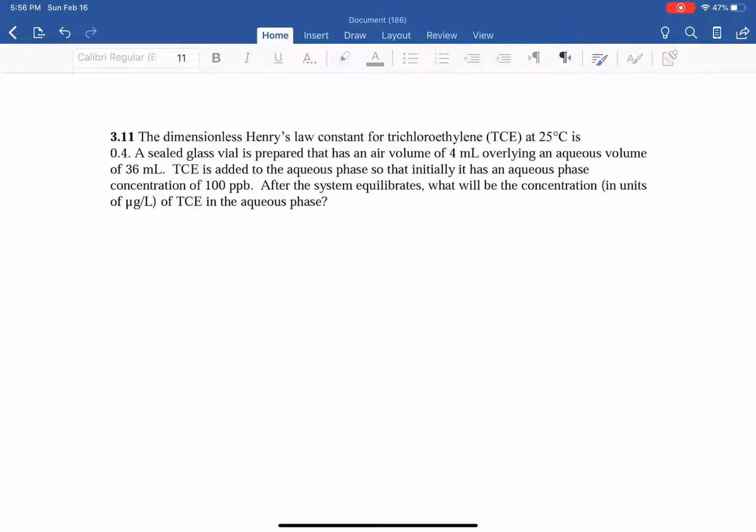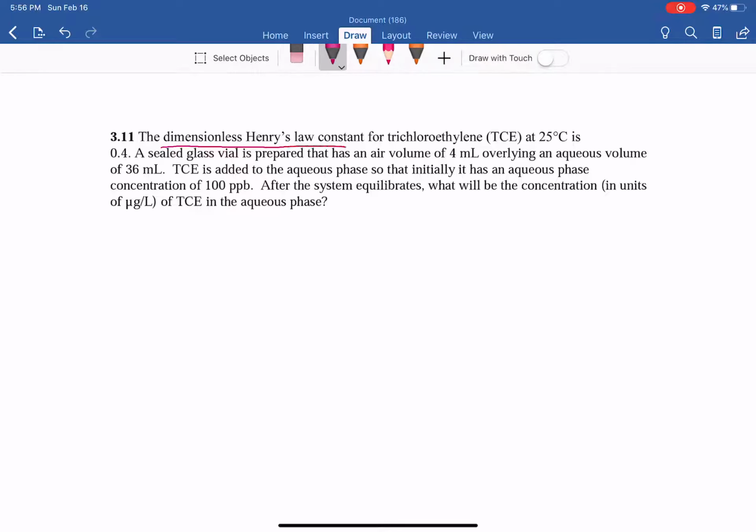Okay, let's look at problem 3.11 in chapter 3, because he gave you here the dimensionless Henry's law constant for trichloroethylene (TCE) at 25 Celsius, which is 0.4. So the Henry constant is 0.4.